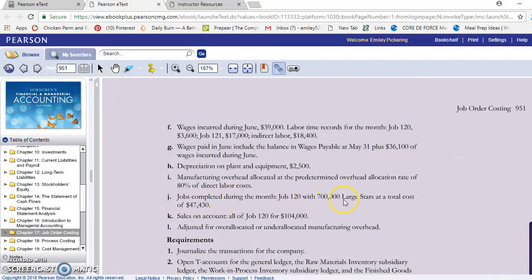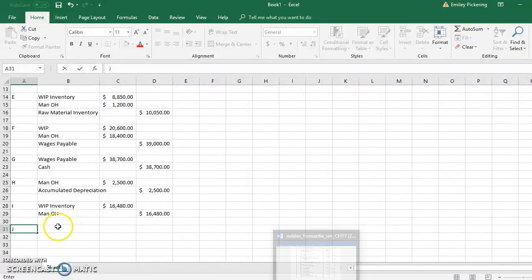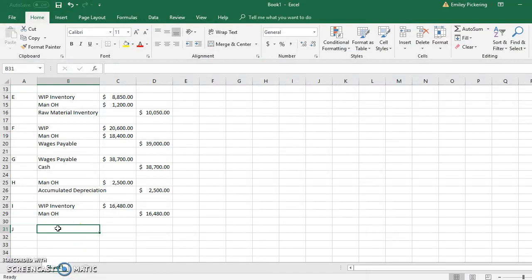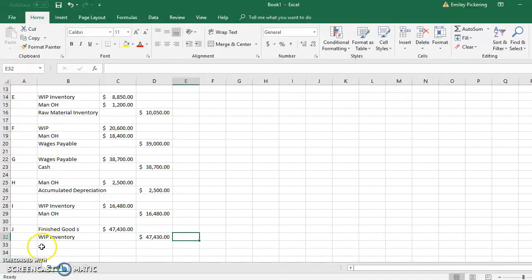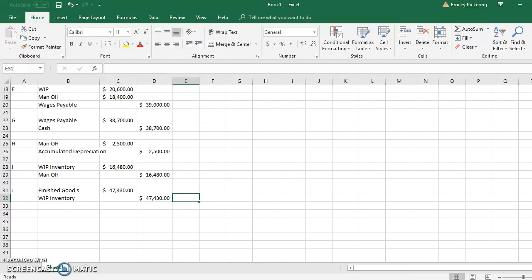Jobs completed during the month, and it gives us a cost. So that's going to lower our work in process and increase our finished goods because it's going from being partially done to being completely done. So let's go ahead and increase our finished goods. And we said that was 47,430. And then I'm going to decrease my work in process inventory. As it moves from being partially done to being completely done. And then the next step, of course, would be from completely done to being sold, where it becomes a cost of goods sold. All right.